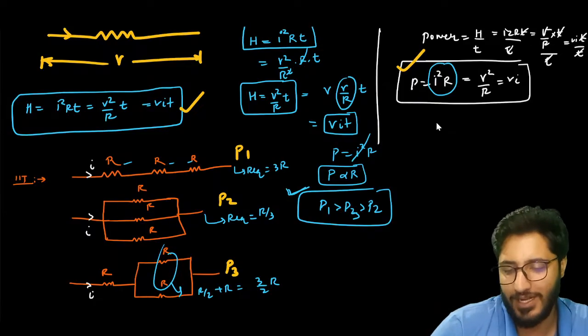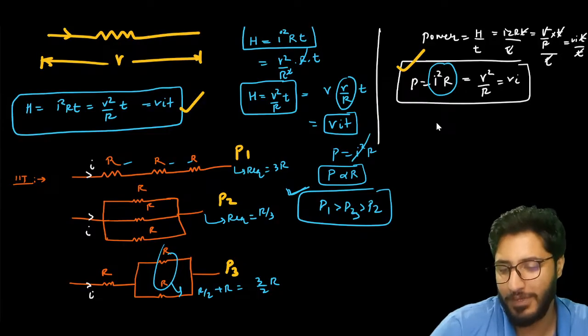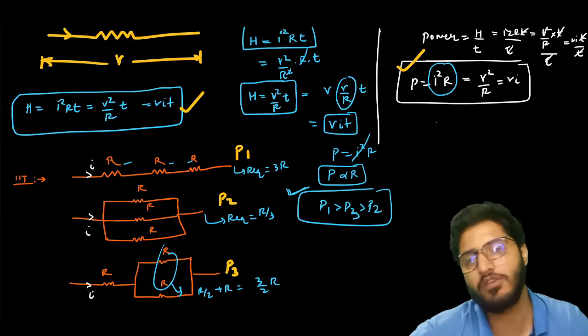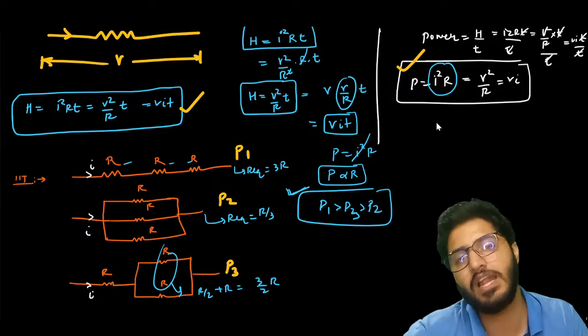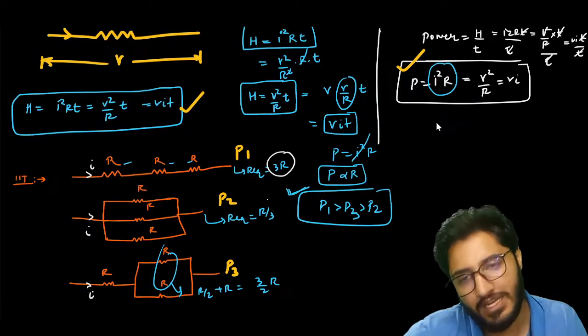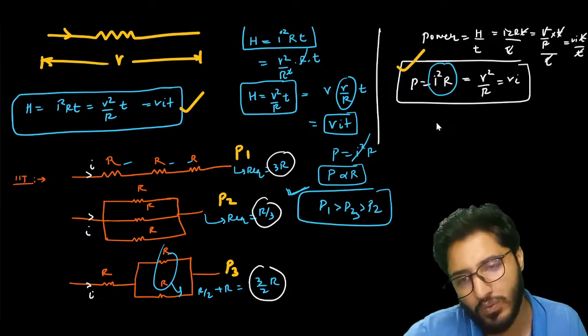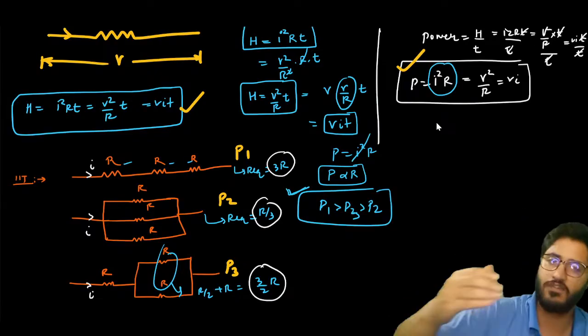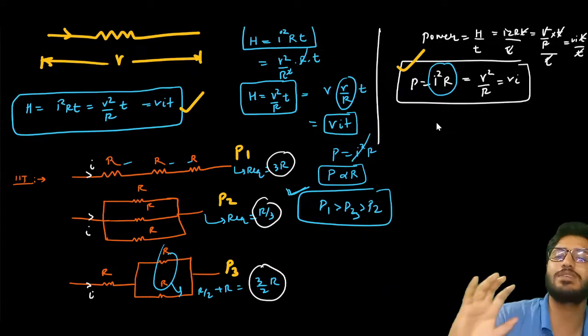You are a grown-up child right now. You can manipulate these things now. Look, I have given you a couple of numericals in which I calculated in detail how R equivalent is 3R, how it is R by 3, how it is 3 by 2R. Now look, with the time passage, I am doing some calculation fast.